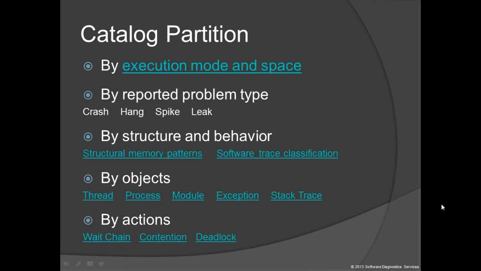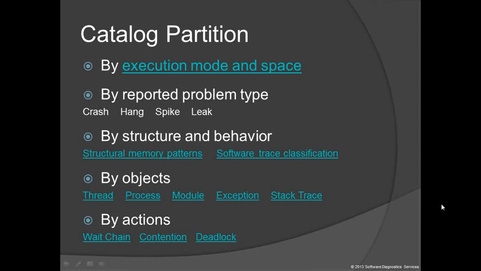Some catalogs become large and need partitioning. Memory dump analysis pattern catalog, for example, consists of more than 250 patterns. Software log analysis pattern catalog consists of more than 60 patterns. For example, we can partition memory dump analysis patterns by execution space or problem type, such as crash, hang, spike, or leak. We can also partition them by structure and behavior.